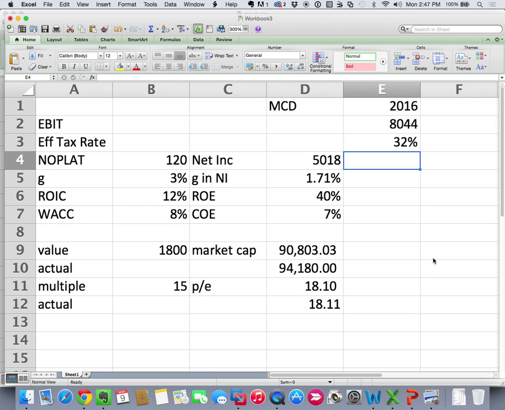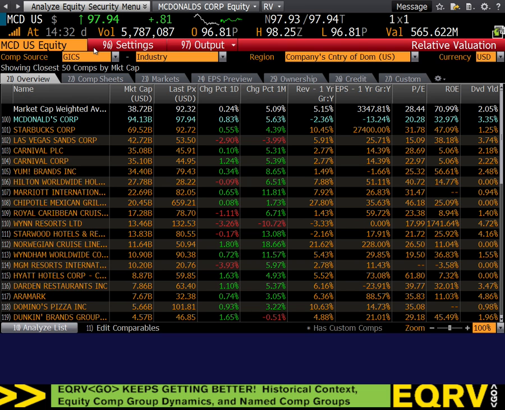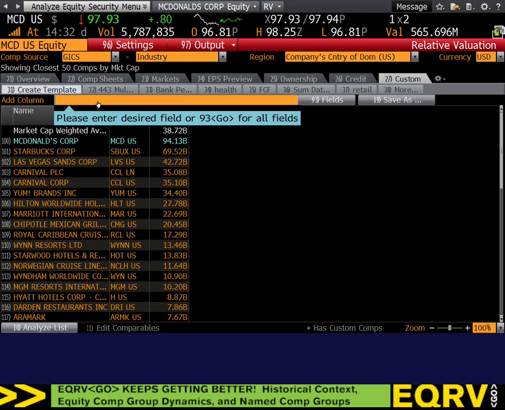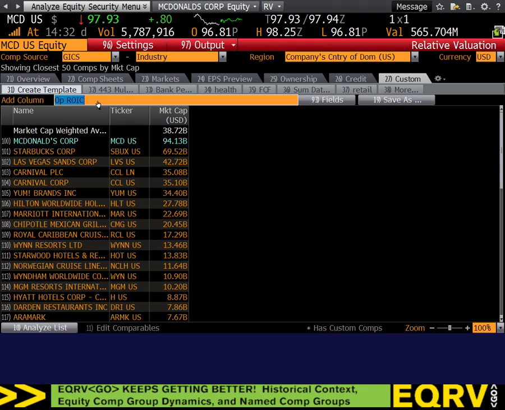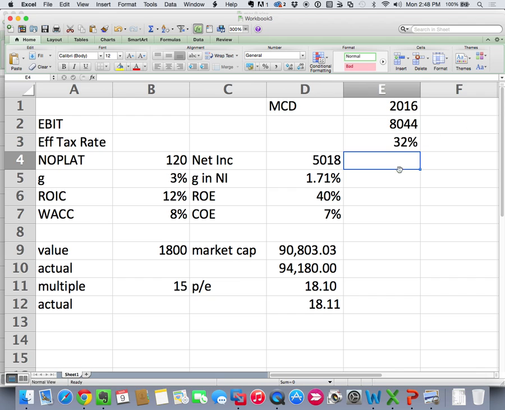Now, what else do I need to know? I need to know the EBIT, the tax rate, the g, and the ROIC. Here we have to go back to the RV screen, just because Bloomberg won't let us use the custom field in the FA screen. It's annoying, but that's what they do. So if I add a column here, operating ROIC from our custom fields, operating ROIC for McDonald's was around 19%. Now, their ROE was ticking up a little bit. So let's say I think their ROIC ticks up a little bit, and I'm going to call that 20%.